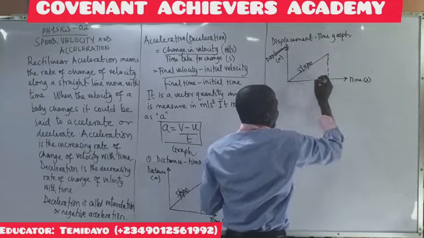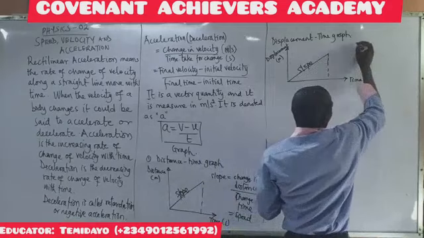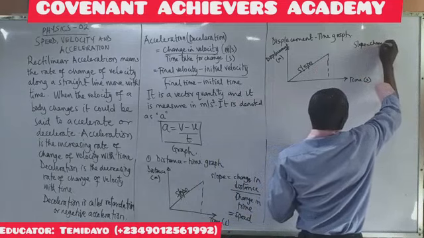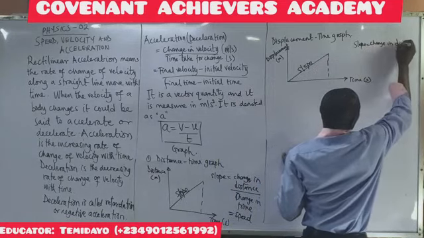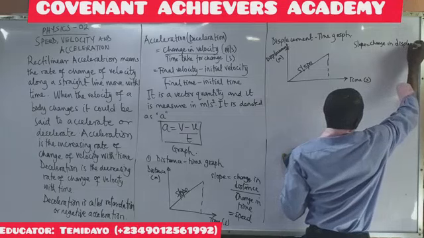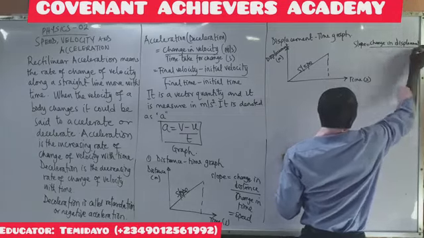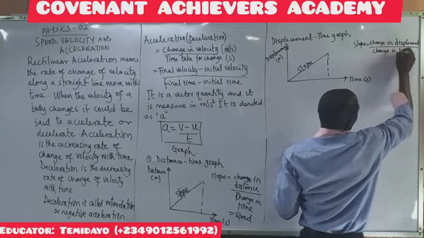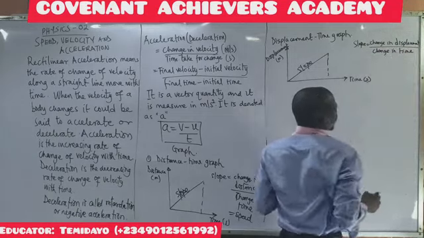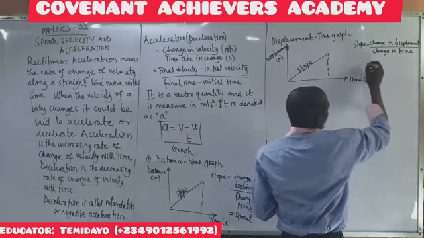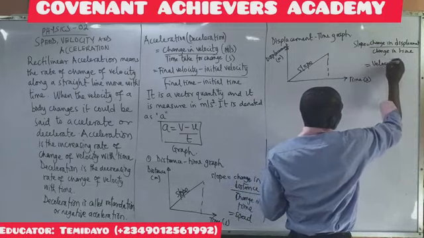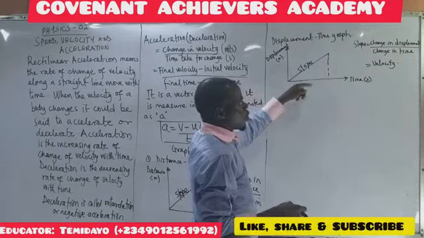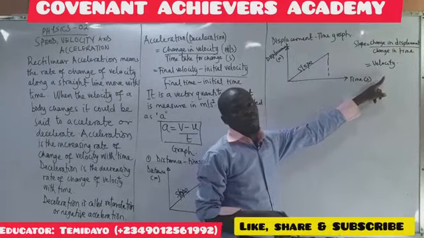And just like what we said in the first case, the slope here is the change in displacement over change in time. When you have change in displacement over change in time, that gives us what we refer to as velocity. So the slope of a displacement-time graph gives us what we refer to as velocity.